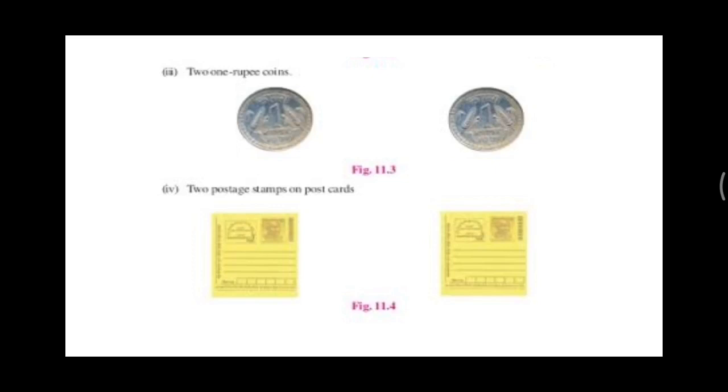In third figure, you can see two 1 rupee coins are there. Always a 1 rupee coin is similar or congruent to the other 1 rupee coin. Same as postage stamps or postcards, these are also congruent to one another as they have the same shape and size.